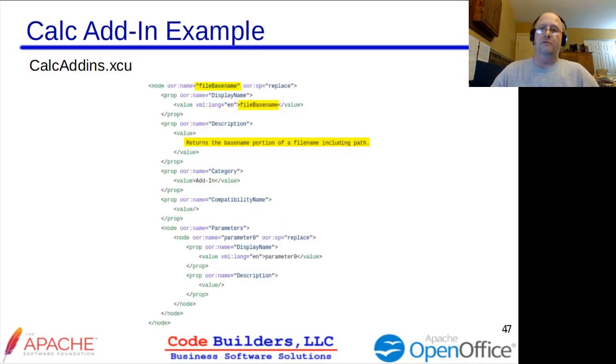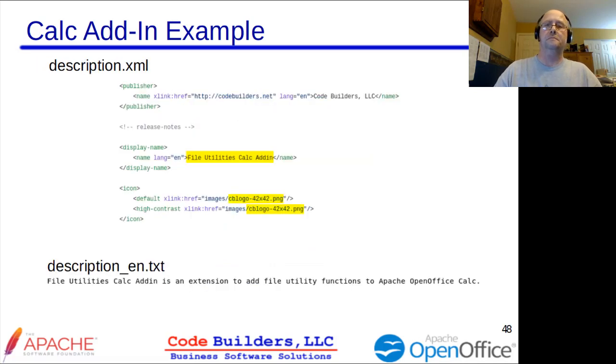So there's an XML file that describes the functions to Calc, and we would copy the example block and edit it for each of the function names and descriptions. Then there's a description XML file that describes the extension to the extension manager in OpenOffice. So we would edit the display names, the icons, and put the localization text in. So depending on what language you're using, you can have different descriptions that you would see in the extension manager.